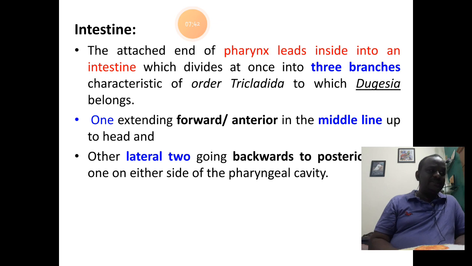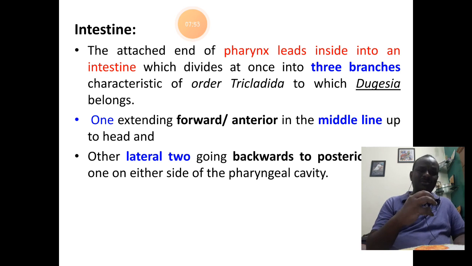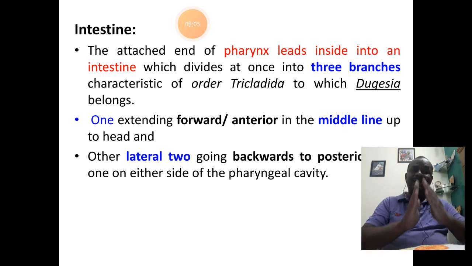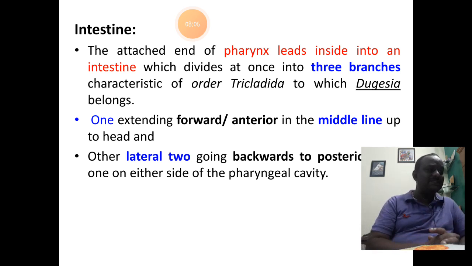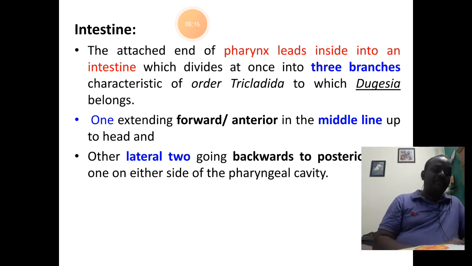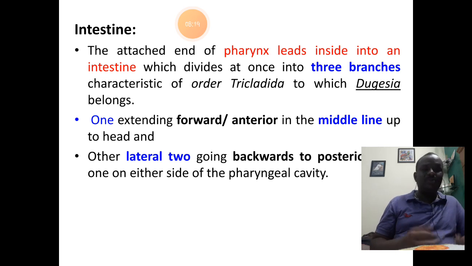One extends towards the anterior head region at the middle line of the body. So right from the mid-ventral location, you find an extension of a branch of the intestine towards the head region. It moves exactly at the center of the body, hence it is called the anterior branch, or the anterior middle branch. Whereas the other 2 branches extend down towards the posterior side at lateral positions.